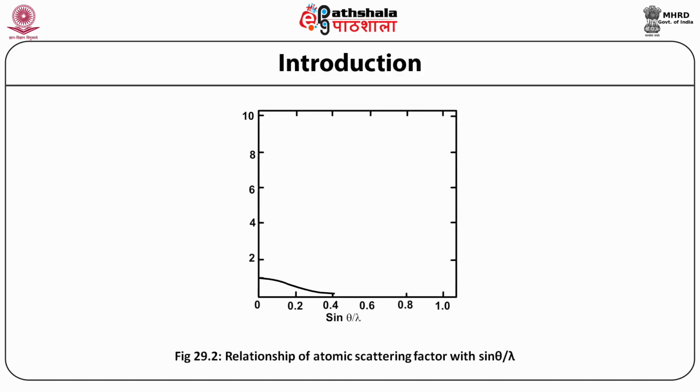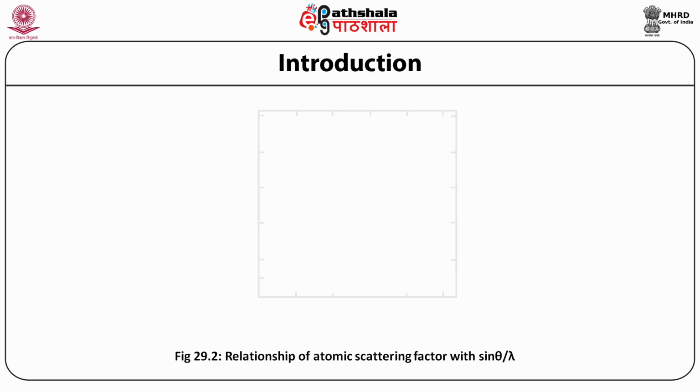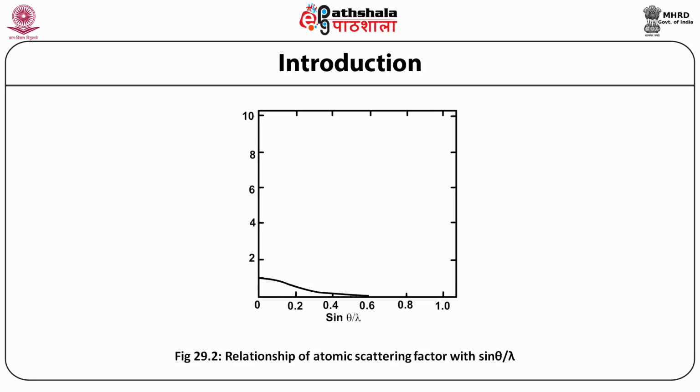This figure 29.2 shows how the atomic scattering factor varies with respect to sin theta by lambda. When sin theta by lambda equals 0, the atomic scattering factor has a maximum value for each of these species, like hydrogen, carbon and fluorine, and that is nothing but the atomic number. As sin theta by lambda increases, or theta increases for a given lambda, it falls exponentially.